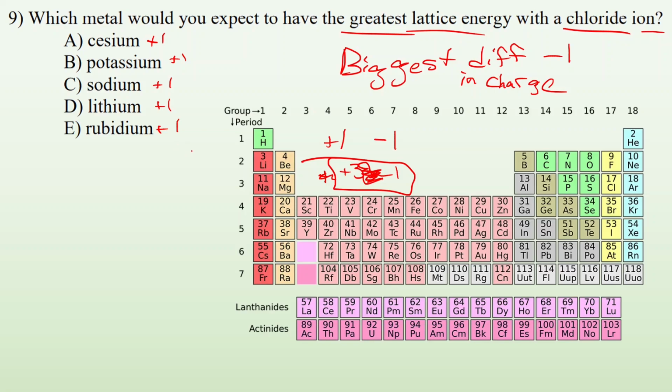Interesting. Well, the difference in charge is not helping me out here. So then you also want to take a look at size. Smaller things are going to be more attracted to each other because they can get closer. So which one of these is the smallest one? It's going to be lithium. So choice D.